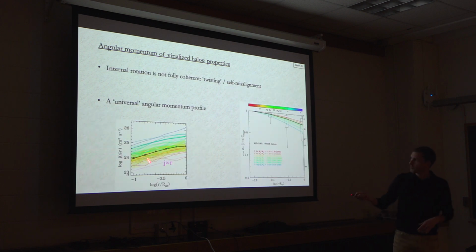Also, there is a universal angular momentum profile within halos, where specific angular momentum scales roughly as the radius. You might expect this from an isothermal sphere approximation to halos. And also the angular momentum direction within halos is not completely coherent, so there is some twisting of the direction of the angular momentum. Between the inner parts of halos and the outer parts of halos, there's some relative angle.